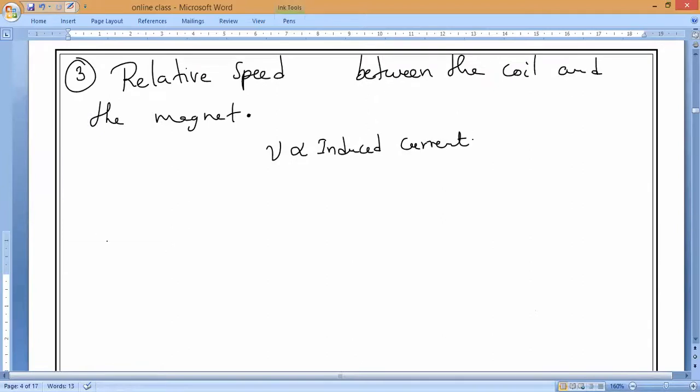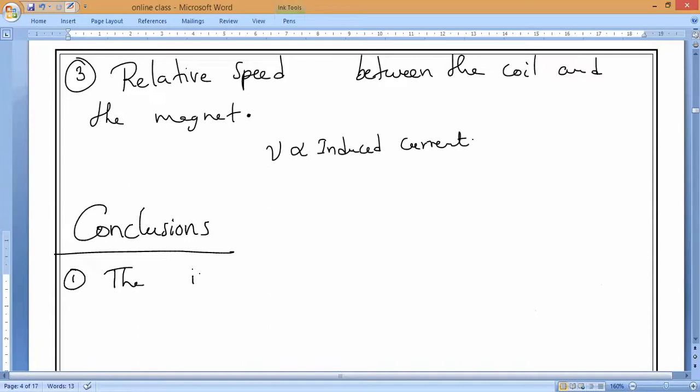So from this experiment, we have to make some conclusions. What are those conclusions? All of you tell me. First of all, what is the first conclusion, Arvind? As we know, there are three factors which influence the induced current. Now, what conclusion have we made? The induced current is produced only when there is a relative motion between the coil and the bar magnet. That is the first thing.